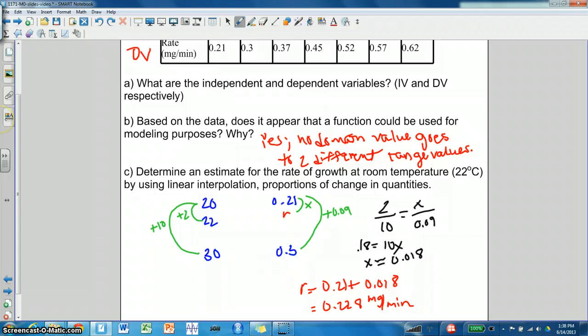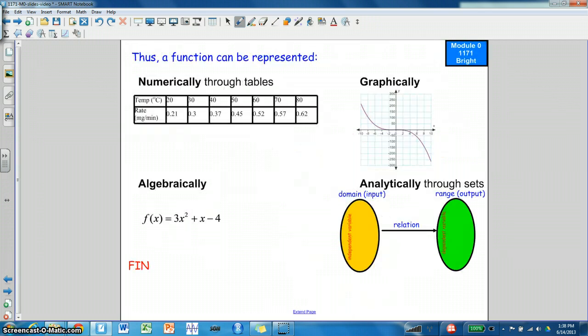Okay, and again, this part isn't extremely vital, but it is useful. Okay, fourth way to represent a function, through a table. Okay, so in summary, we have 4 ways to represent a function: numerically, graphically, algebraically, and analytically.